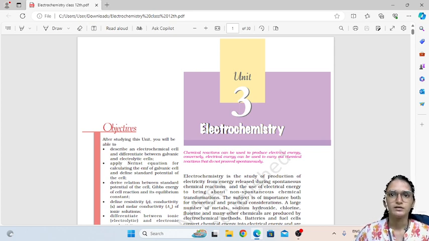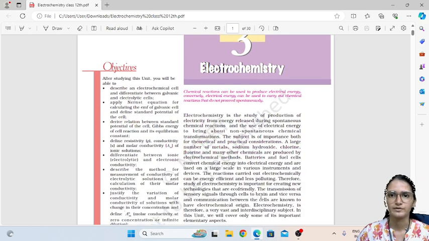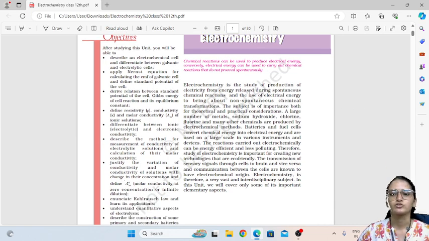Today I will be taking the electrochemistry chapter from standard 12th, which is one of the physical chemistry chapters. So let us start with this chapter, electrochemistry. Now what is electrochemistry? It is the study of production of electricity from energy released during spontaneous reactions, and the use of electrical energy to bring about non-spontaneous reactions.